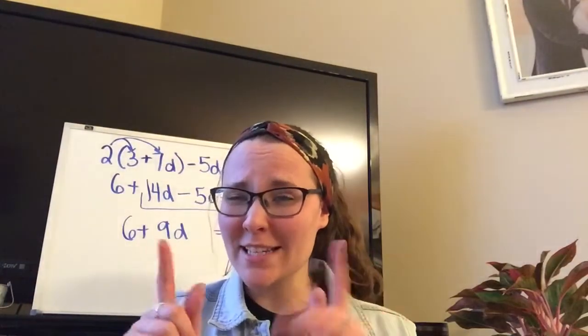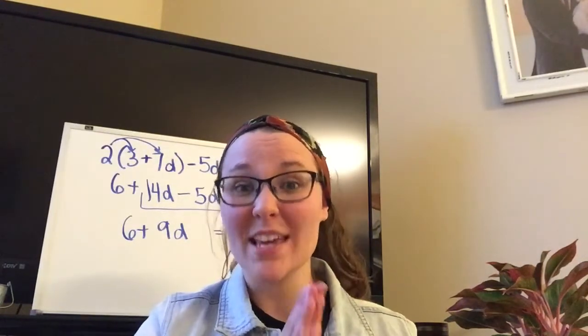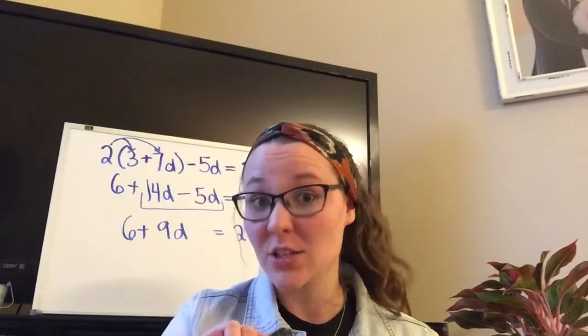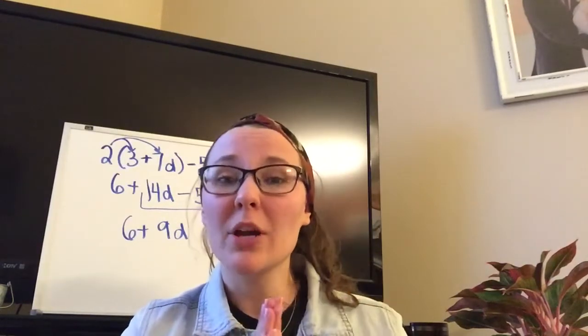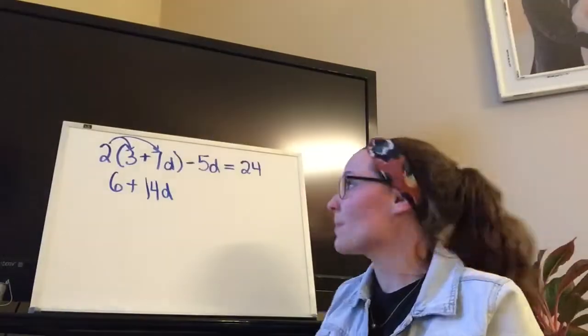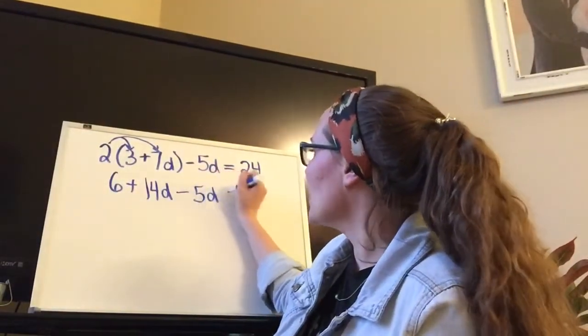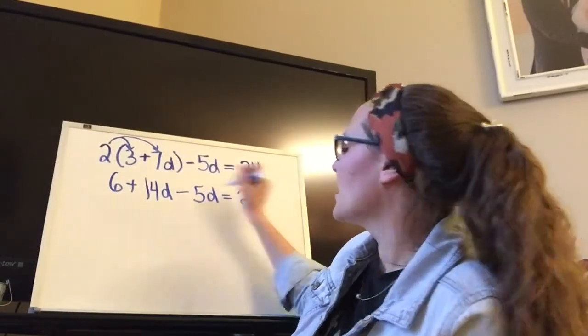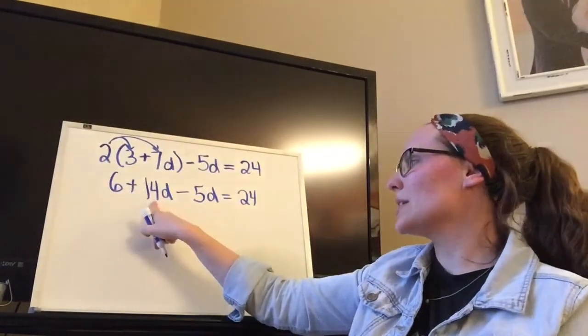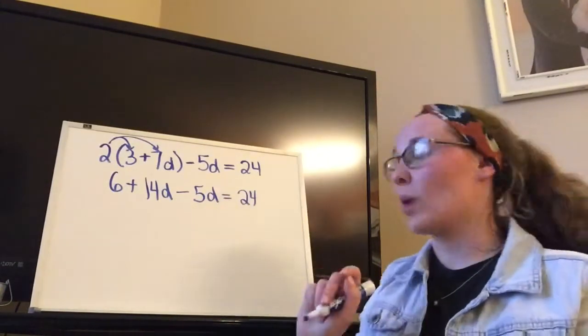It's probably a good idea to go back and look at your expressions unit because a lot of the stuff that we're doing is very similar, like we did distributing during our expressions unit. So you might want to go back and check in your math notebook to just refresh your brain on those rules. Once I have distributed, I'm just going to bring down the rest of my equation. So now I have 6 plus 14d minus 5d equals 24.